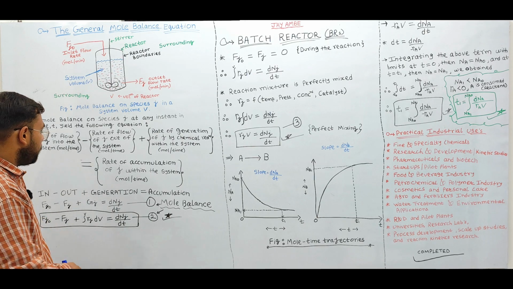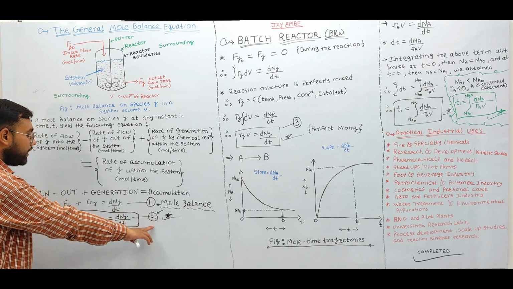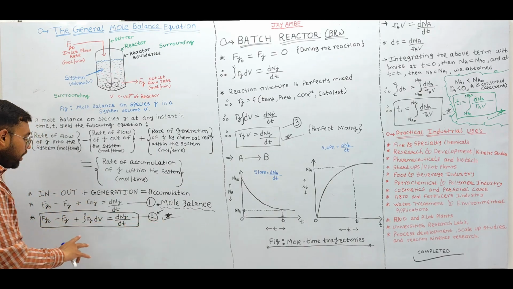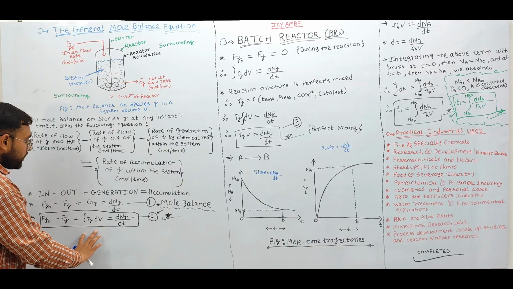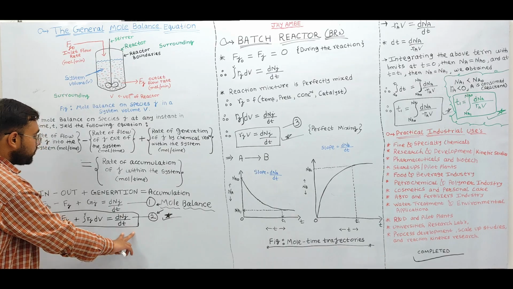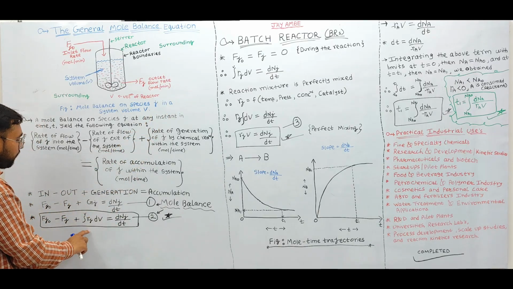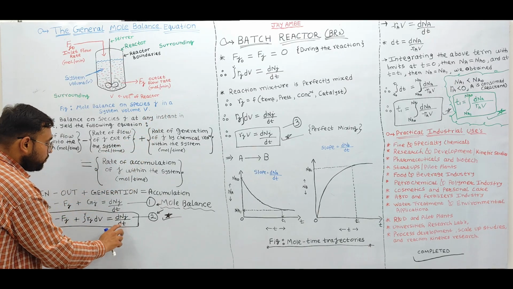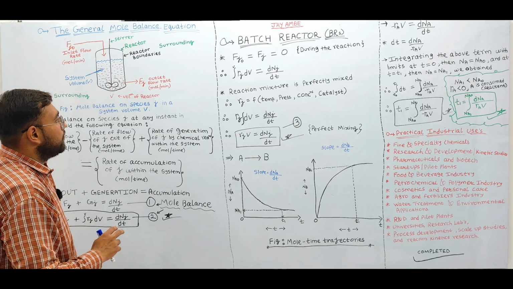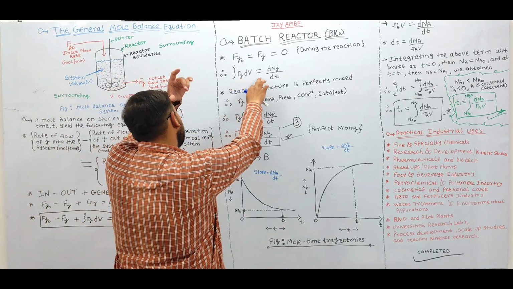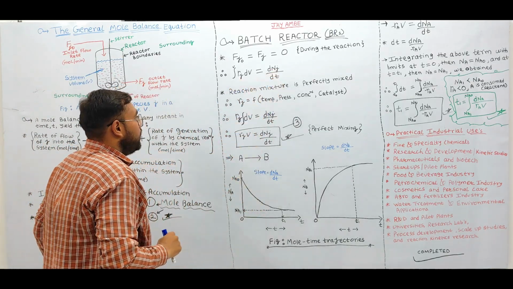Then from equation 2 of the mole balance, we remain with two terms, which are the generation term and the accumulation term, right? So we can write the further equation as the integration of Rj dV is equal to dnj/dt, right? The integration of Rj dV is equal to dnj/dt.